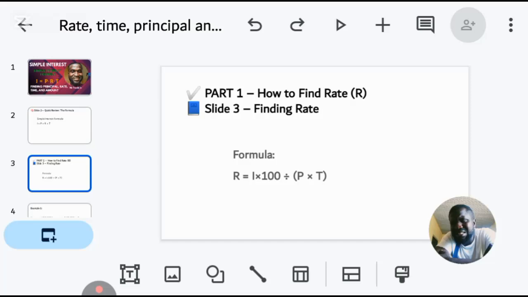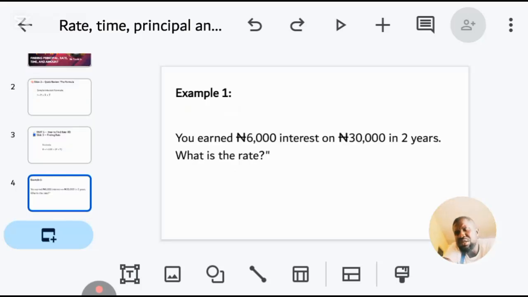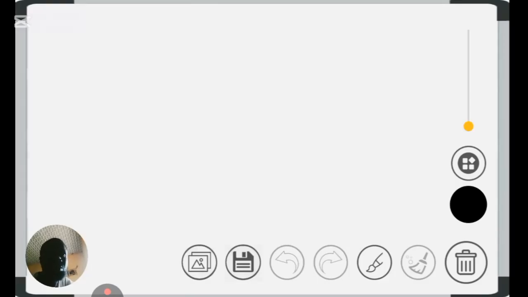Now to find rate, use the formula: rate is equal to interest times 100 divided by principal times time. I repeat, the formula for rate is rate equals interest times 100 divided by principal times time. Let's solve this one together. You earn 6,000 naira interest on 30,000 naira in 2 years. What is the rate? Now the first thing you're supposed to do is write your formula.